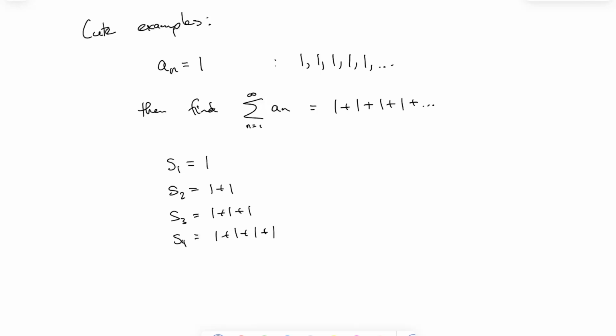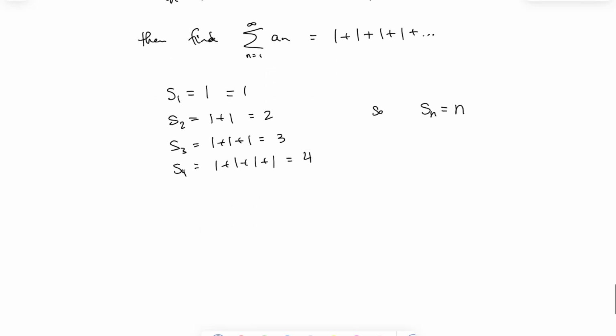Can we actually add them? Yes, these are easy to add. I get 1 the first time, 2 the second time, 3 the third time, 4 the fourth time. Do you see the pattern? S_n equals, can anybody say a formula in general here? This is not a trick question. It's a fairly simple formula. What do you think? S_n equals n. Yeah, right. S1 is 1, S2 is 2, S3 is 3, S4 is 4. So generally speaking, S_n equals n.